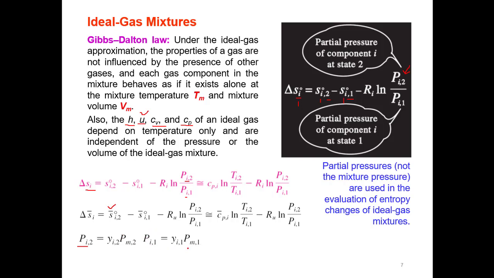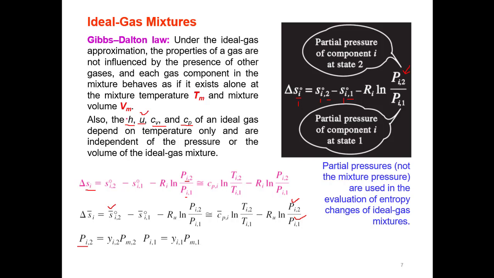Similarly, let's say this is for state 2. So similarly for state 1 we can calculate Pi1, meaning state 1, which is equal to the mole fraction of 1 at state 1 times Pm at state 1. So this is how we can calculate the partial pressure at state 2 and the partial pressure at state 1.